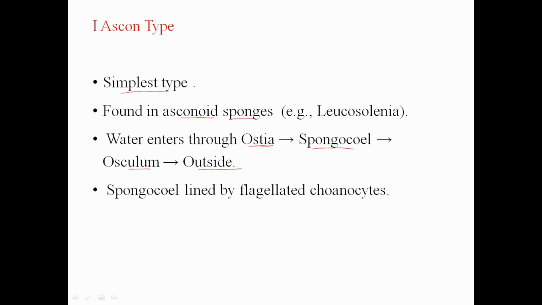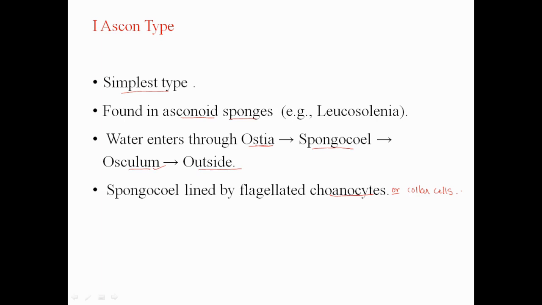The surrounding water enters into the sponge's body through the minute pores, that is ostia. Then the water directly enters the spongocoel. From the spongocoel, the water goes out of the body through a narrow circular opening which is called the osculum. Here the spongocoel is lined by the flagellated cells, which are the choanocytes or collar cells.